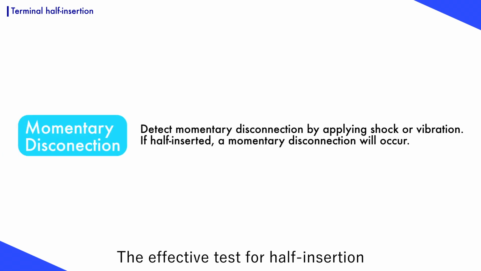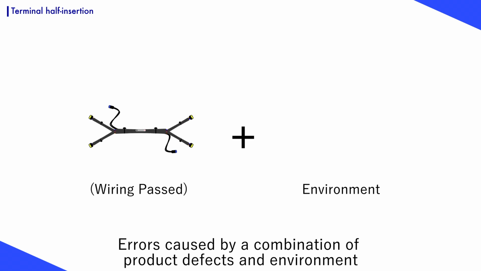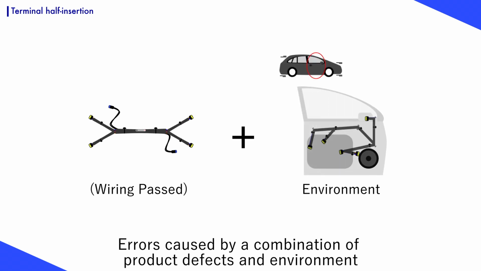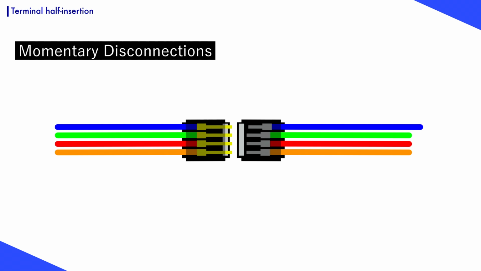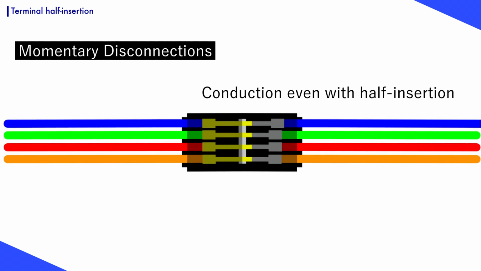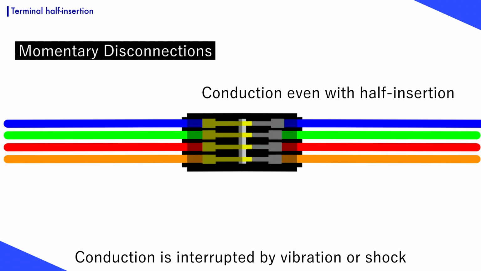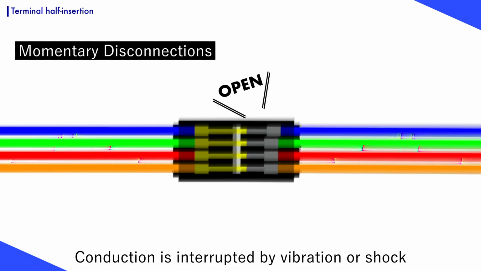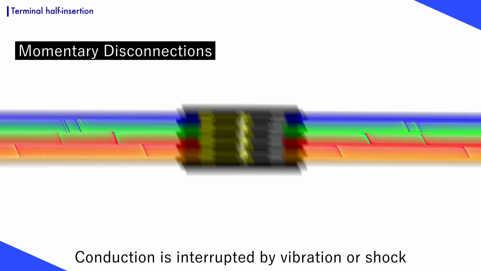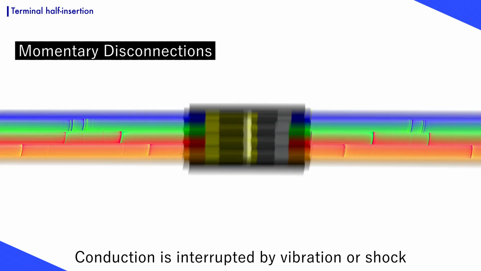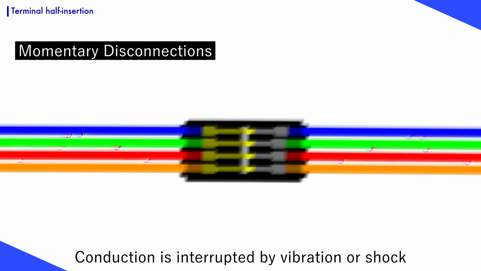Momentary disconnection testing is effective in detecting terminal half-insertion. Momentary disconnection is caused by a combination of product defects and the environment. If the terminals are in contact, even slightly, conduction is possible. However, if the cable is defective, vibration or shock will cause momentary disconnection. In the case of half-insertion, pulling the terminal loosens it, resulting in a momentary disconnection.